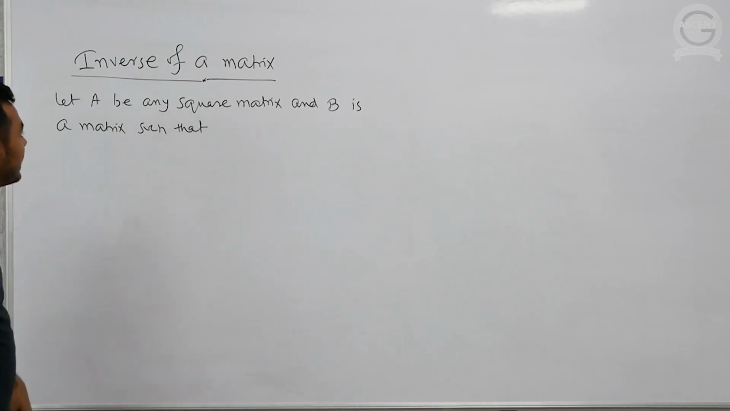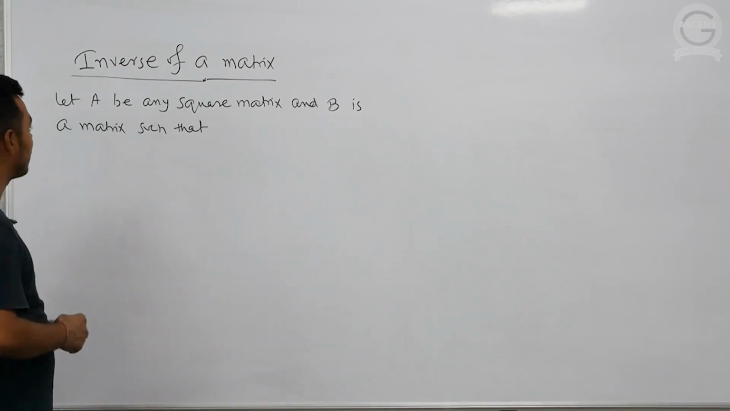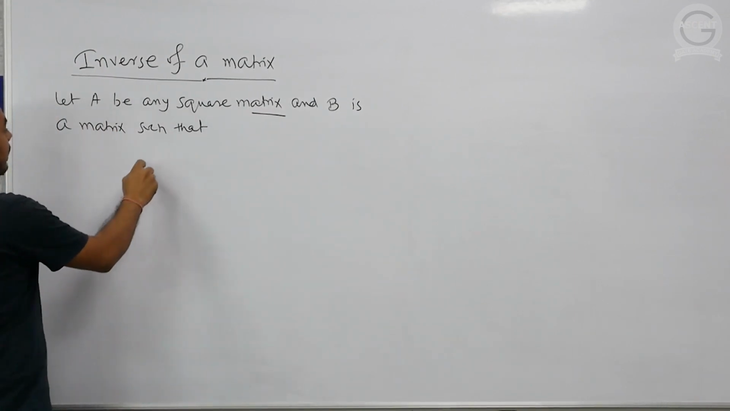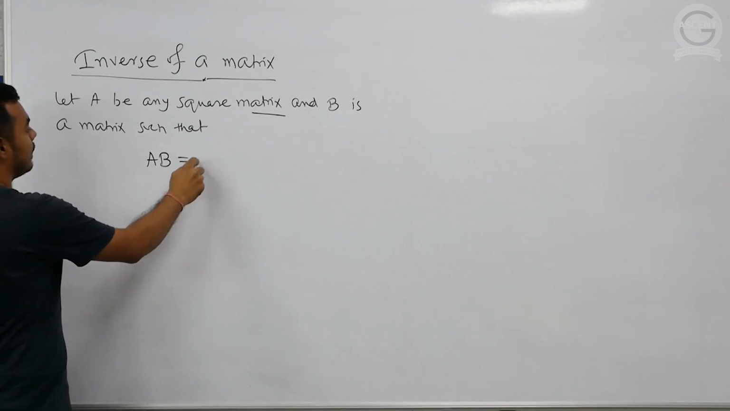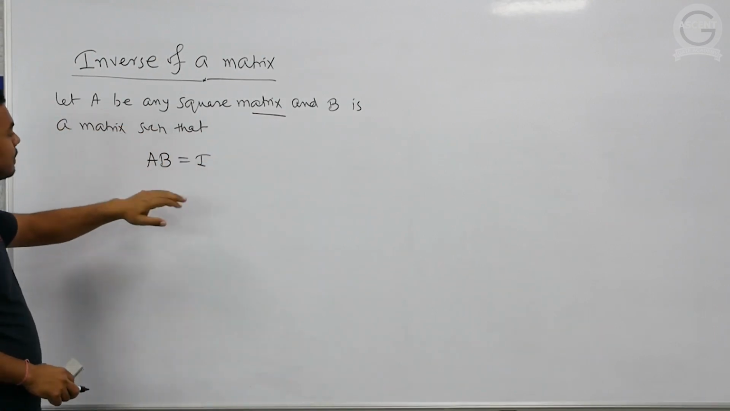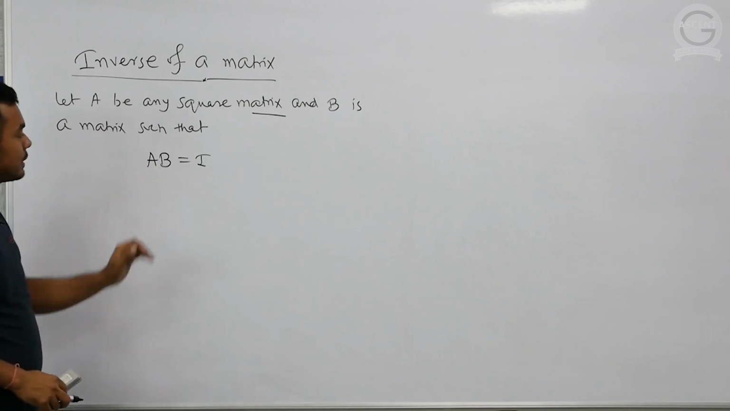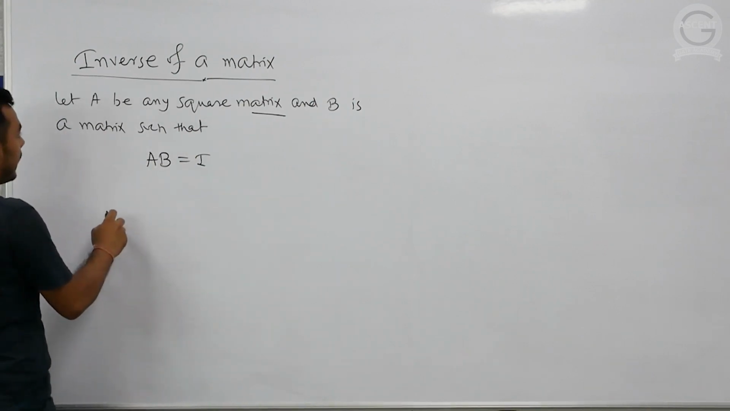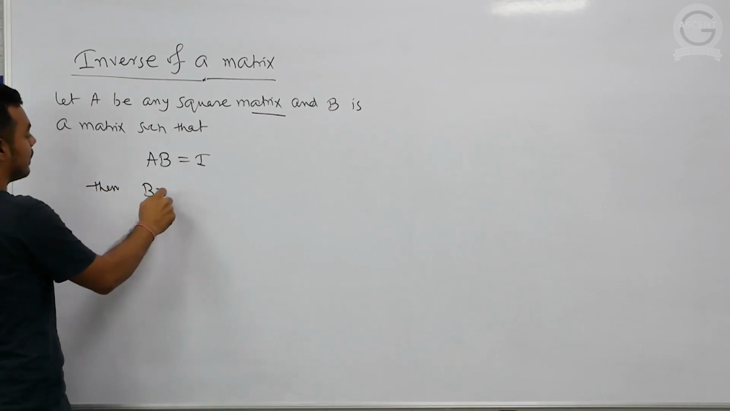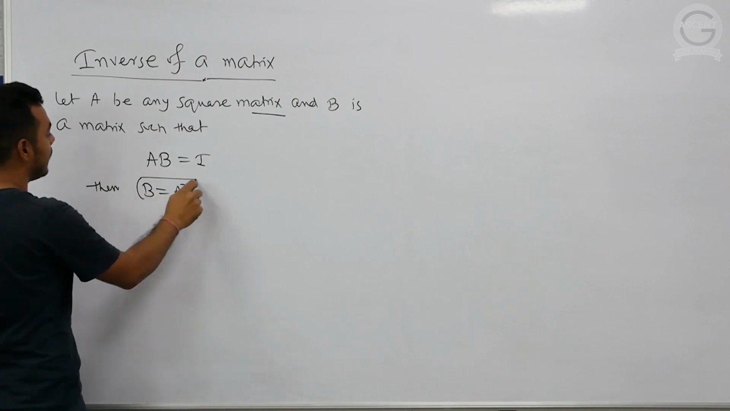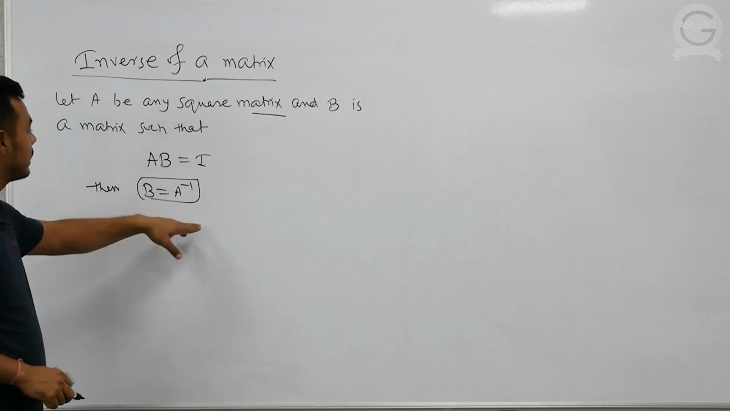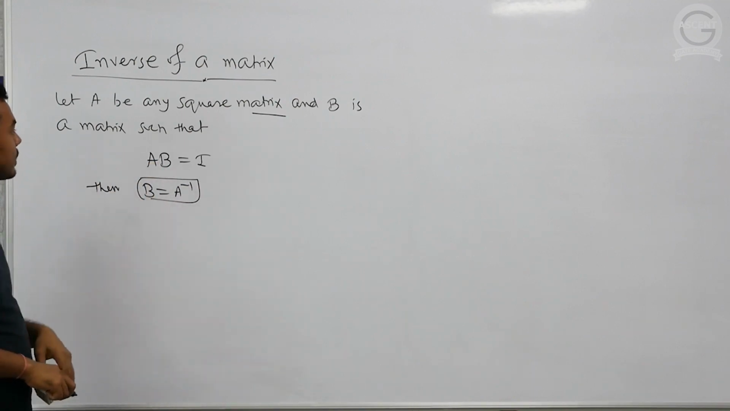Okay, so our next topic is inverse of a matrix. Suppose A is any square matrix and B is a matrix such that A into B is the identity matrix. B is also a square matrix. So I have a matrix A and another matrix B, and the product of these two matrices is the identity matrix. In that case, if this condition is satisfied, then we say that B is the inverse of A, or you can also say that A is the inverse of B. So if the product of two matrices is the identity matrix, then the second matrix is called the inverse of the first matrix.